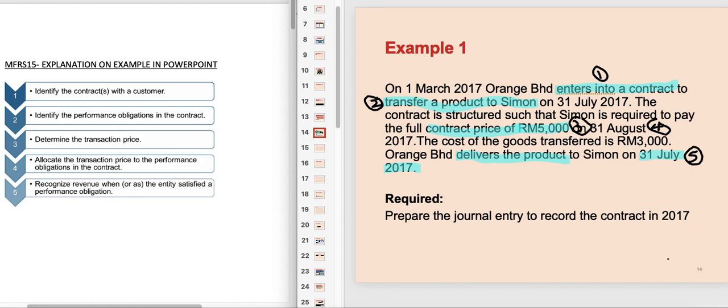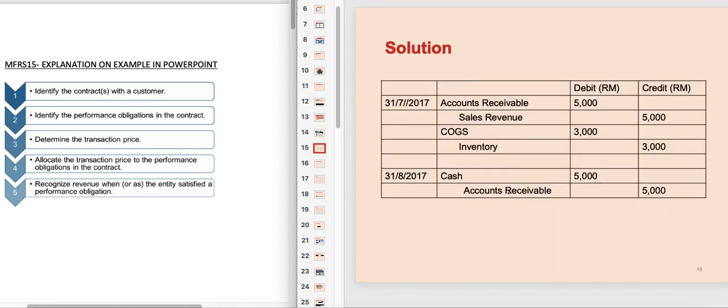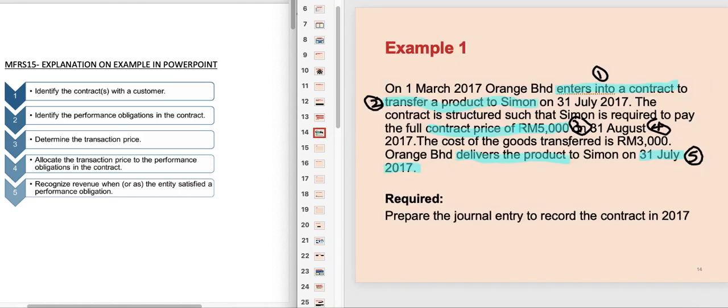Now we want to prepare the journal entry to record the contract in 2017. We will only recognize the revenue on 31st July and 31st August. 31st July is because the company can recognize revenue when it delivers the goods, which is on 31st July 2017. And under the contract, the customer is required to pay on 31st August. Right?